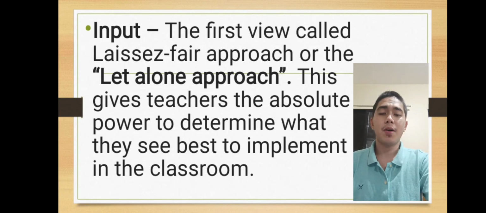So, the first topic is about input. The first view is called the laissez-faire approach, or the let-alone approach, which gives teachers the absolute power to determine what they see as best to implement in the classroom. This permits teachers to choose the lessons they perceive as suitable for their classes, or any approach they want to use in teaching topics. There is no form of control or monitoring whatsoever.